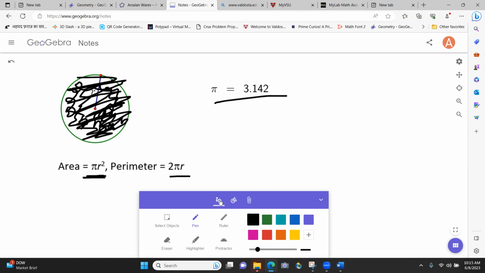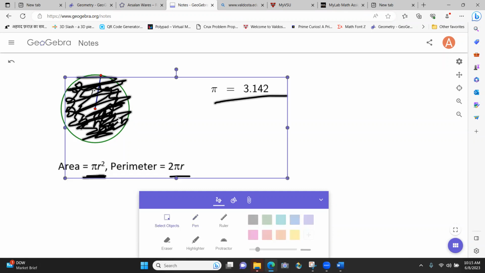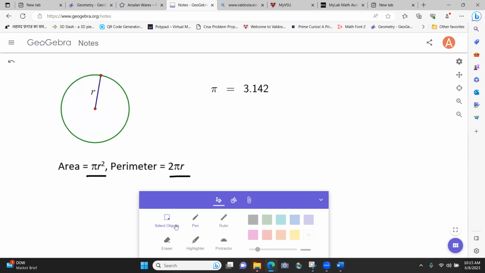Perimeter, what's perimeter? Let me get rid of this because now it's a distraction. Perimeter is the length of the outer boundary. Well, what's that supposed to mean? All of this length. If you took a measuring tape and went all around the circle of your circular carpet, how long would it be? That will be given by 2 pi r.